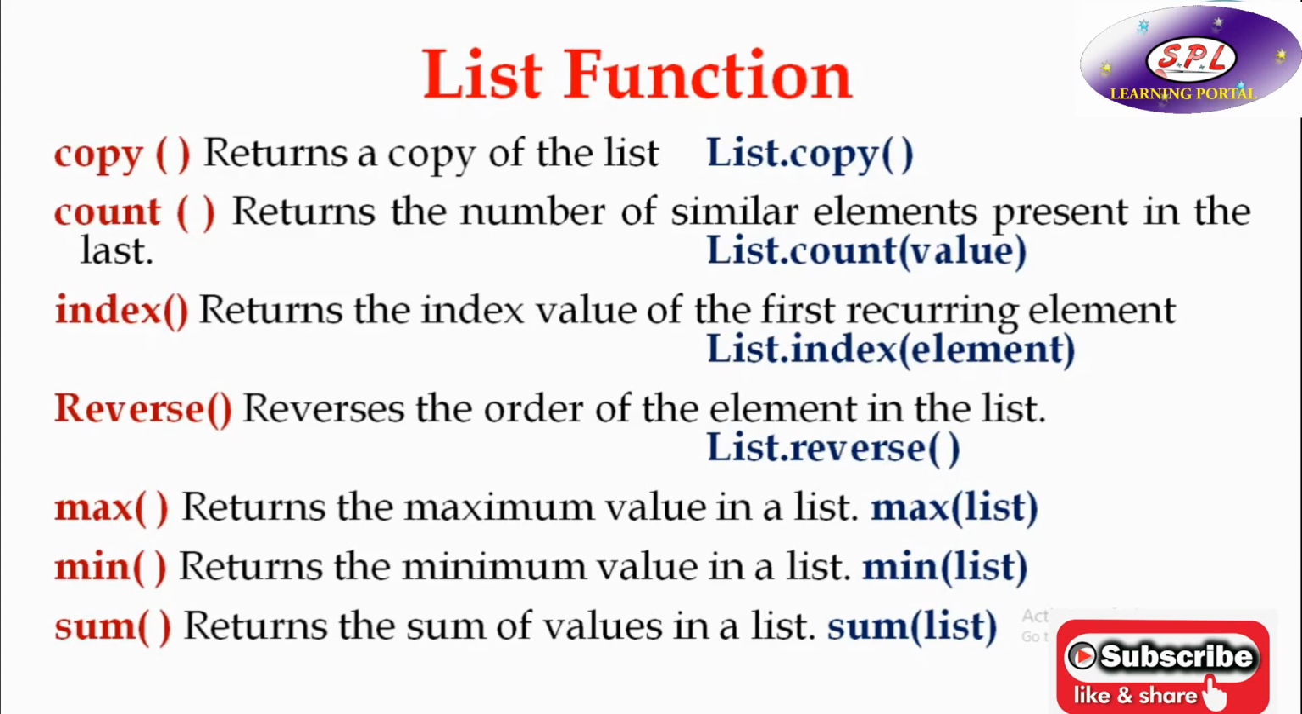Next, the max, min and sum functions are used to find the maximum value, minimum value and summation of the list. But for these functions, we don't prefix the list name like list dot. For min, max and sum we write max of the list, min of the list, sum of the list. So the function name is just max. But here reverse becomes a sub function.